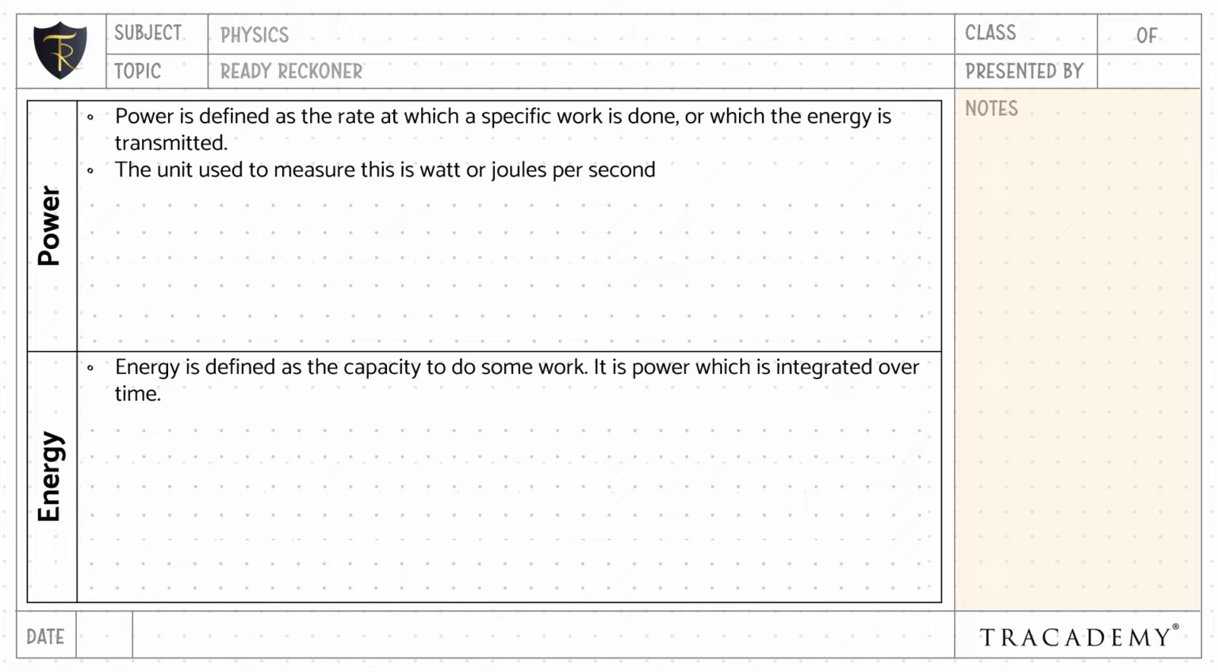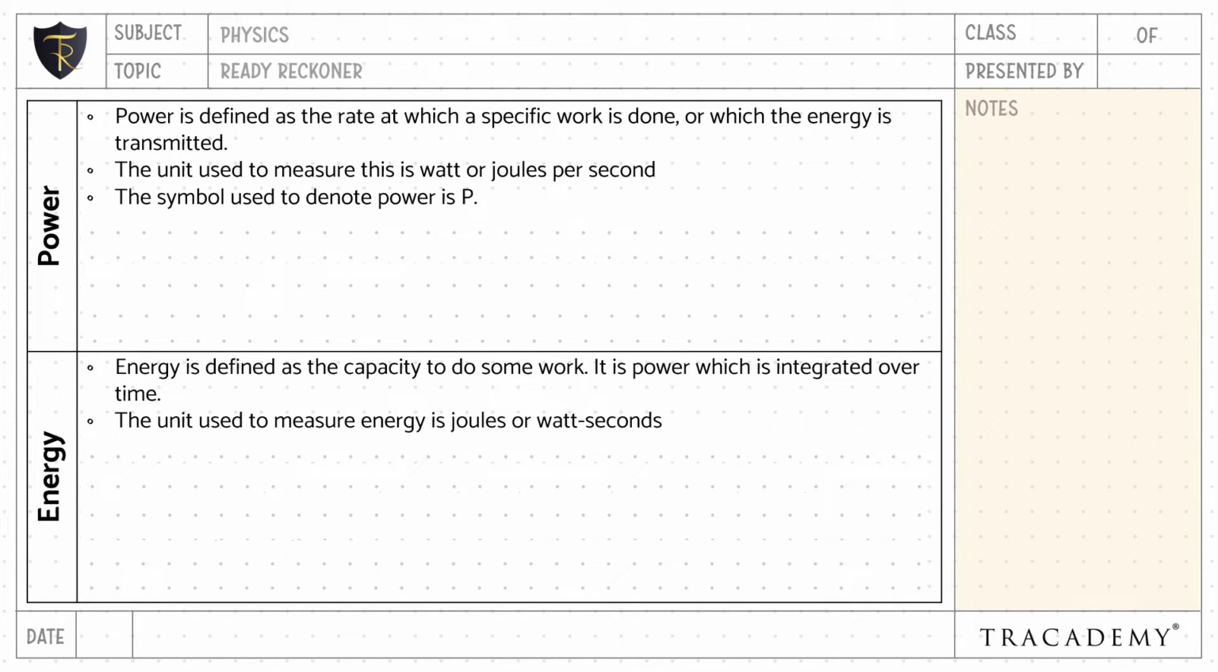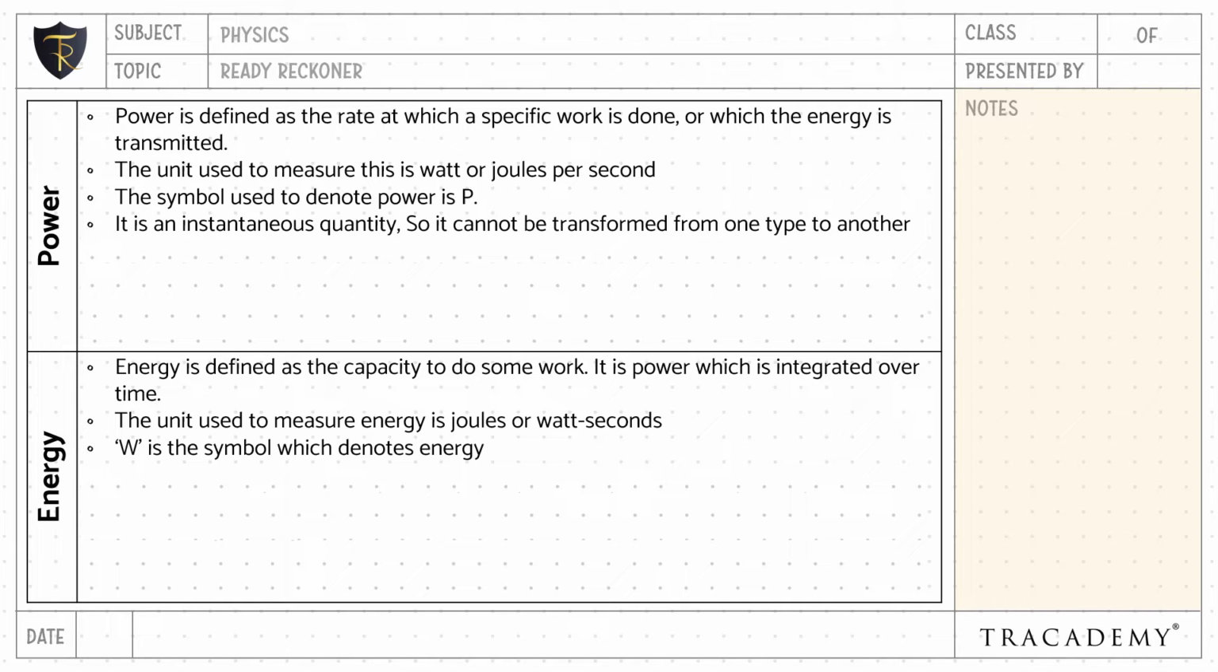The unit used to measure power is watt or joules per second, whereas the unit to measure energy is joules or watt second. The symbol used to denote power is capital P, whereas the symbol used to denote energy is capital W. Power is an instantaneous quantity, so it cannot be transformed from one type to another. Energy is a time quantity or a component, and it changes from one form to another.